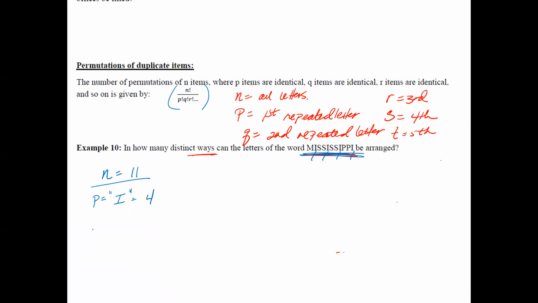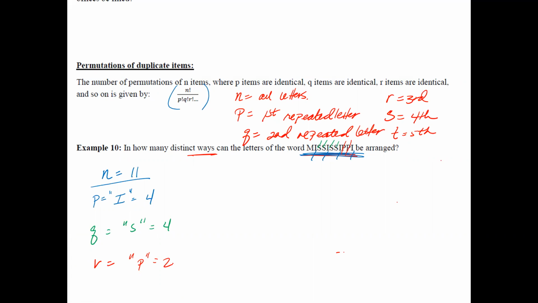Next, I want to do the Q, and the letter that's second repeated is S. How many are there? 1, 2, 3, 4. So that's going to be 4 as well. And lastly, you're going to do R, which is going to be the letter P. I'm sorry, not Q, P. And that's going to be 1, 2.